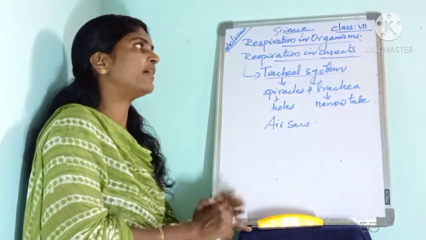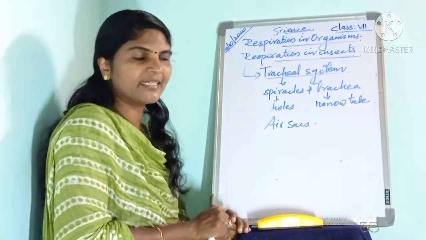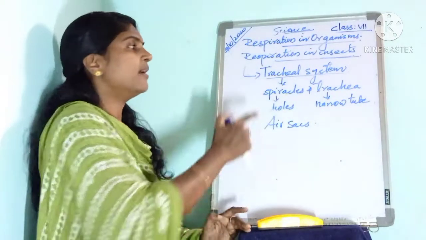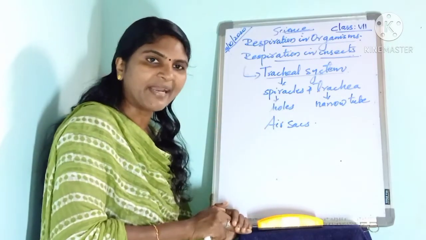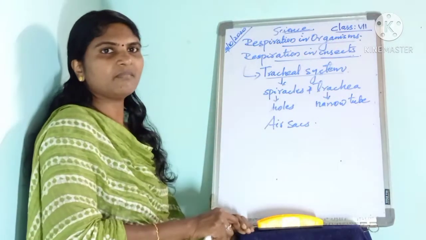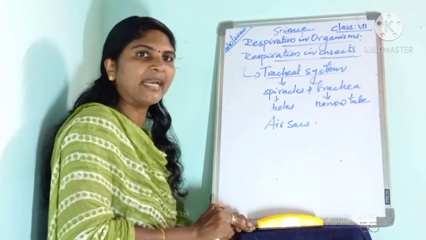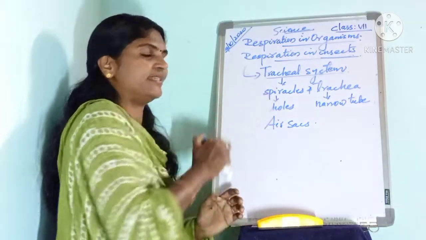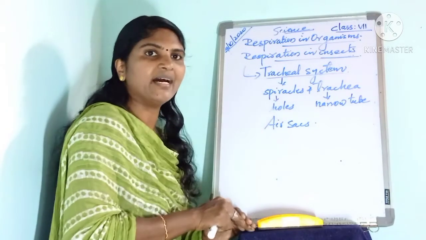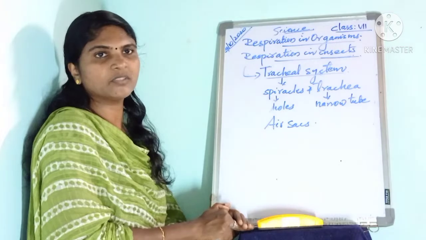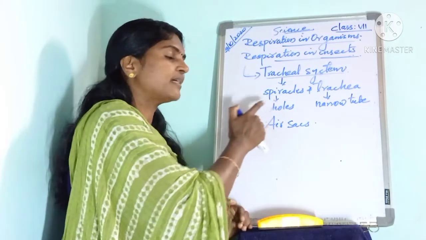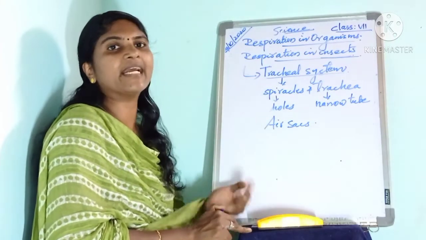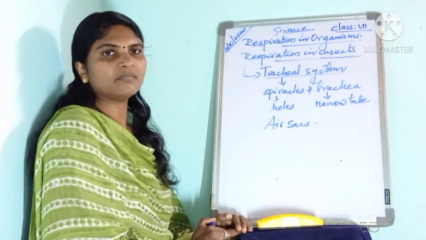The respiratory system of an insect is called the tracheal system, and this tracheal system consists of spiracles and tracheae. What are spiracles? Spiracles are tiny holes located on the body of an insect through which air is taken into their body. Listen to it.